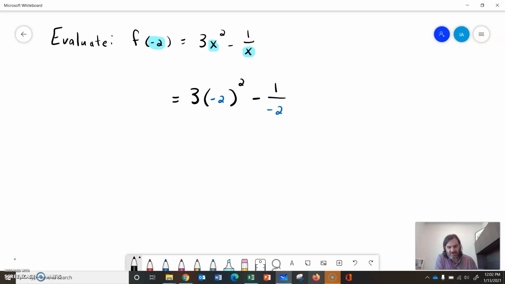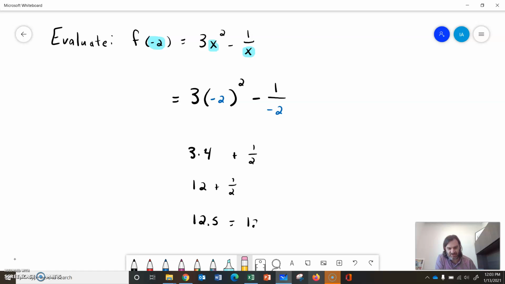-2 squared, if we do exponents, is 4. So that'd be 3 times 4. And then minus -1/2 will be plus 1/2. So we got 12 plus 1/2, which we could write as 12 1/2 or 12.5, depending on how we want to write it.